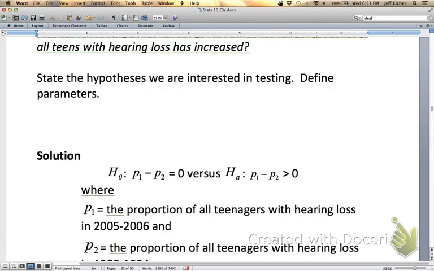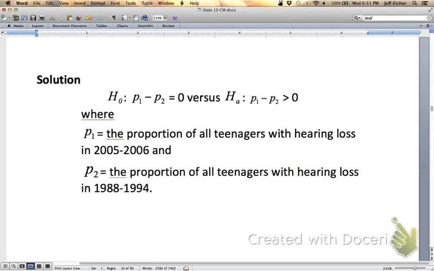Here's a nice typed out solution for you. Null hypothesis. If you subtract the two percentages of deaf teens, if teenage deafness hasn't increased at all, then you would expect 0. We're looking for evidence that it has increased.